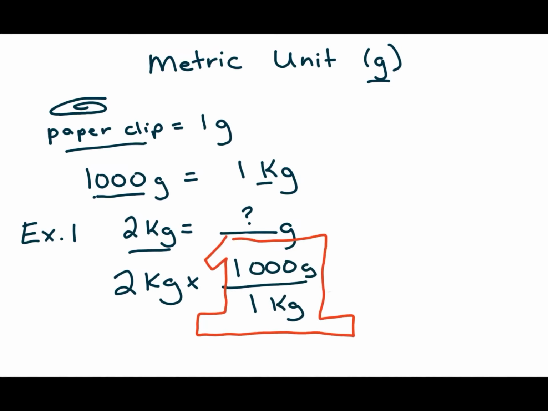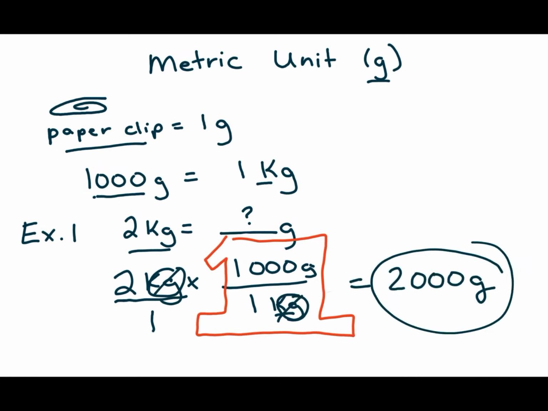And my fraction has equivalent terms on the top and the bottom. So 1,000 grams is equal to 1 kilogram. And I put kilograms on the bottom because I want to be able to cancel out kilograms. So now I get 2 times 1,000. So I get 2,000 grams. And that's my answer to example 1.